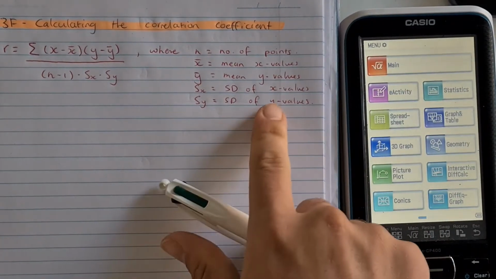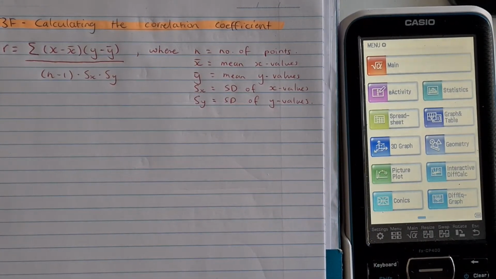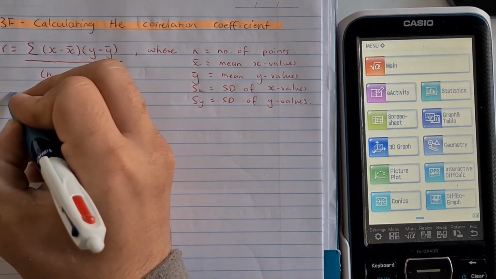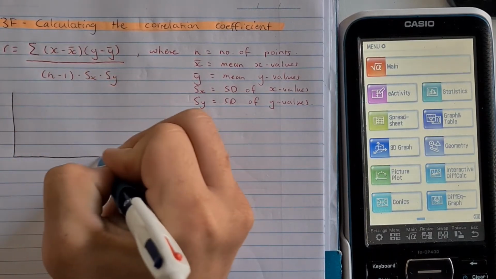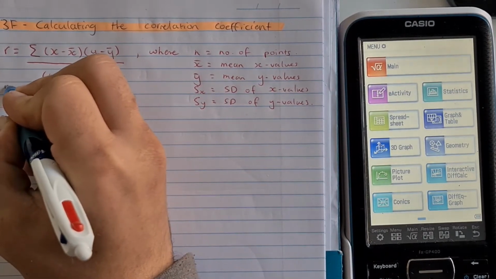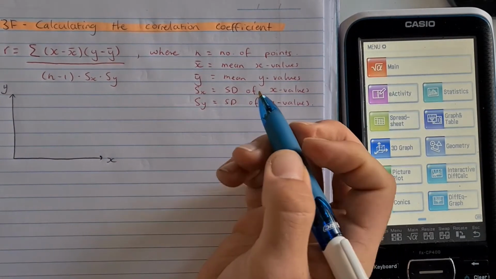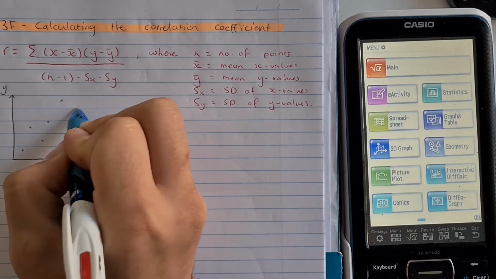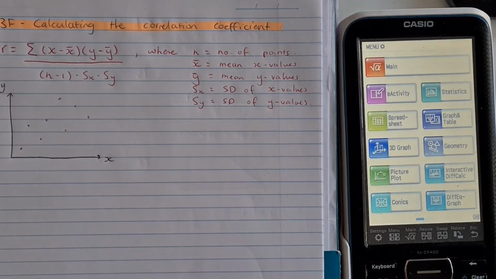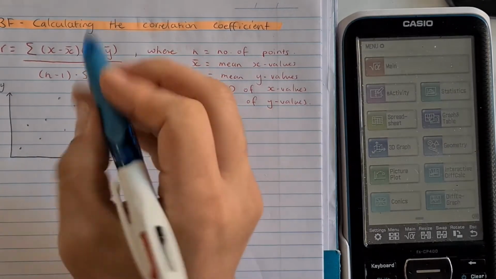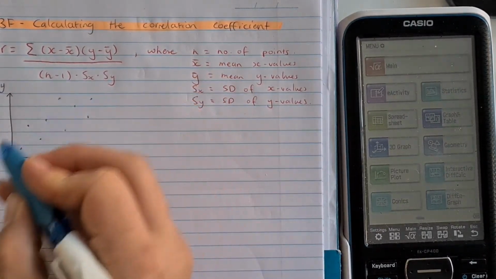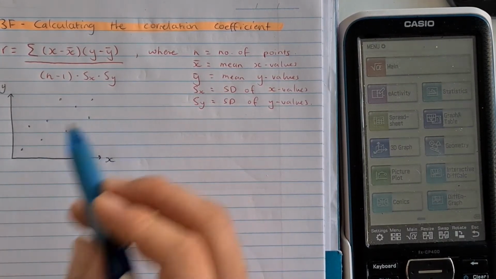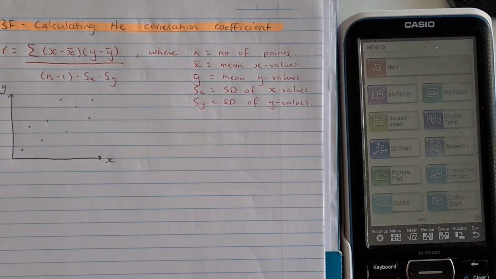Now you might be wondering what x and y values are actually referring to. If you recall, the correlation coefficient refers to if you have a scatter plot. Let's say this is your y-axis and x-axis. If you have a scatter plot, looks something like that. Your correlation coefficient is kind of like a judge of how well or how strong the linear correlation between x and y is. So something like this might be R equals 0.7.